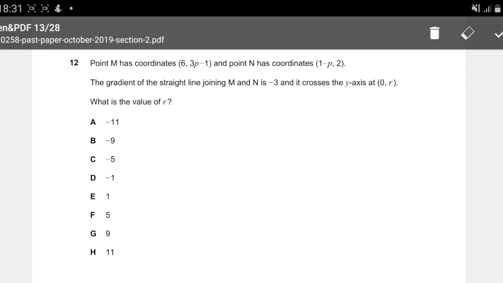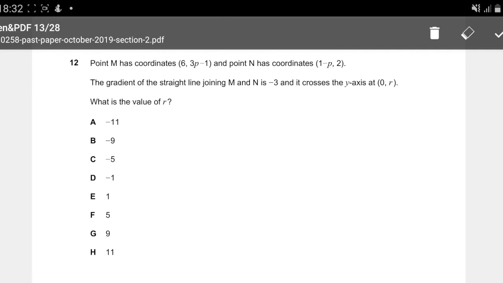Question number 12. Point M has coordinates 6, 3p minus 1, and point N has coordinates 1 minus p, 2. The gradient of the straight line joining M and N is minus 3, and it crosses the y-axis at 0, r. What is the value of r? So immediately looking at this question, I know this is requiring my knowledge of calculating what the y-intercept of a straight line graph is.